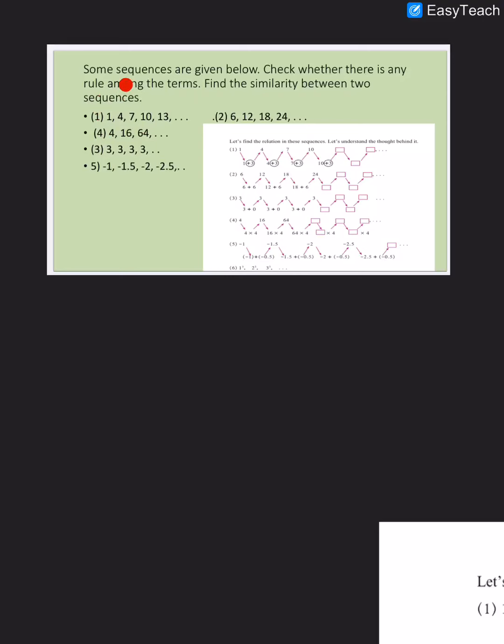We have to check whether there is any rule among the sequences, how the terms in the sequences are related to each other, and find the similarity between two sequences. First we have to check the similarity between terms of a sequence, and it is represented in this form.